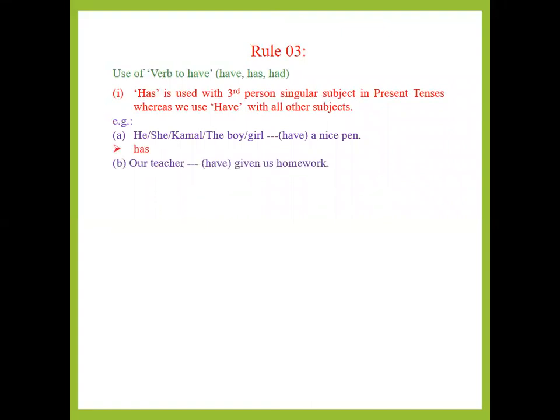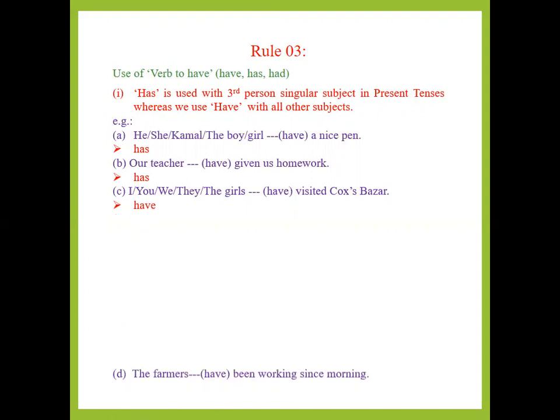Our teacher have given us homework. Here our teacher is third person and singular in number. That's why the answer is has. Next, I, you, we, they, the girls. All these are actually I, though I is singular in number, but it is first person, and you, we, they, the girls, all of them are plural. That's why the answer is have.